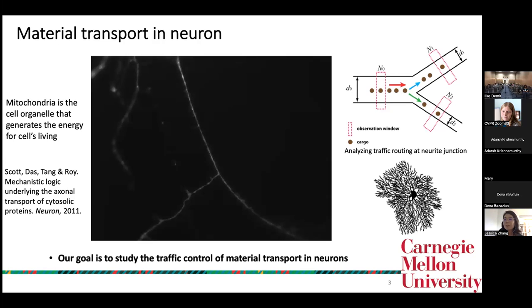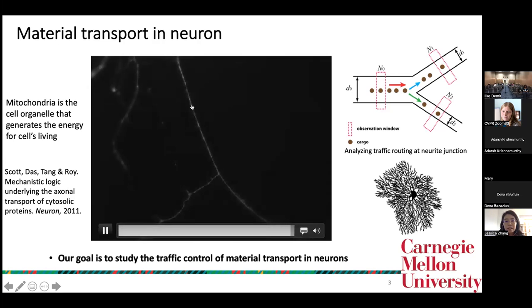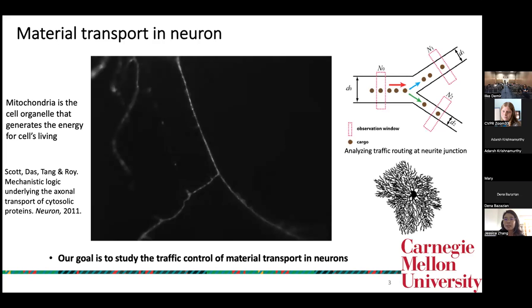From the literature, we found this video from a paper in Neuron 2011. If you look closely in the video, you can see some particles moving along the neuron. They see the bifurcation structure here. This organelle is called mitochondria, which mainly generates energy for the cell's living. There are many different types of organelles in the neuron. They need to be transported along the neuron structures.